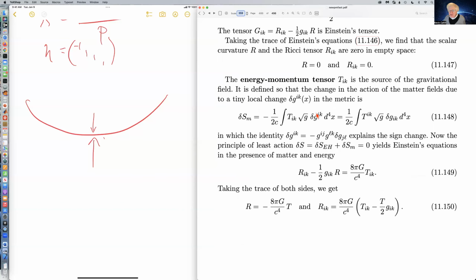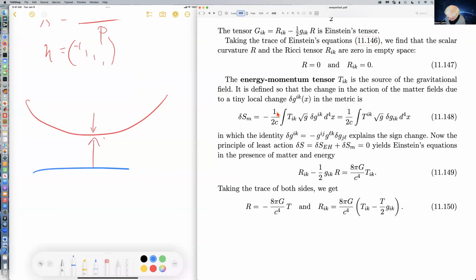But the rest of this is that the actual action, so maybe I should write this here. Let me just see if I can switch maybe to blue here. And so the actual action is the action due to gravity plus the action due to matter. And the matter action is this thing here. It's the integral of the energy momentum tensor times the square root of g d^4x, basically.